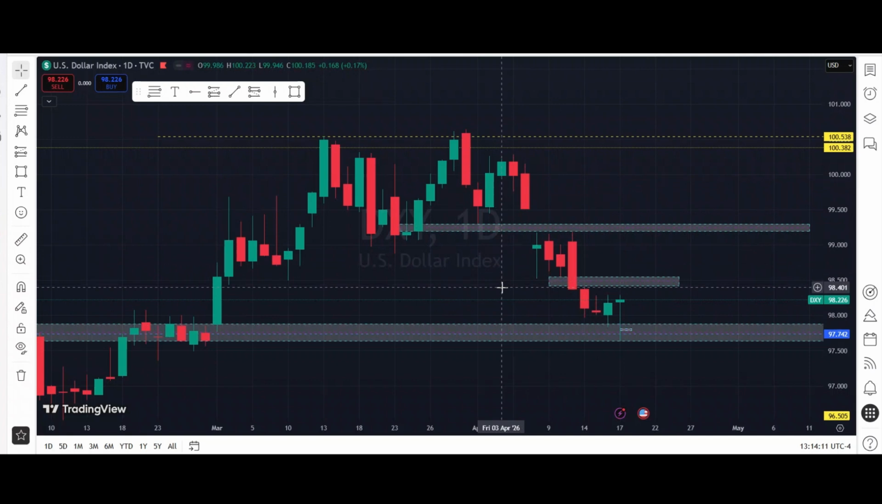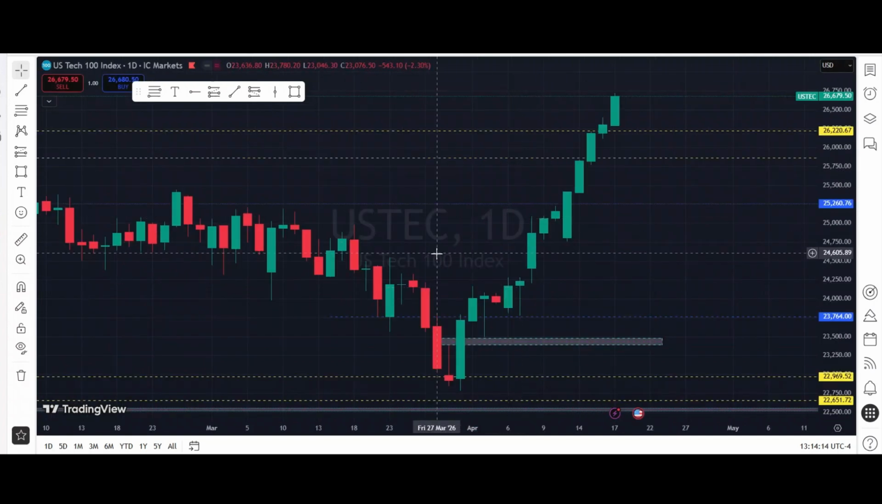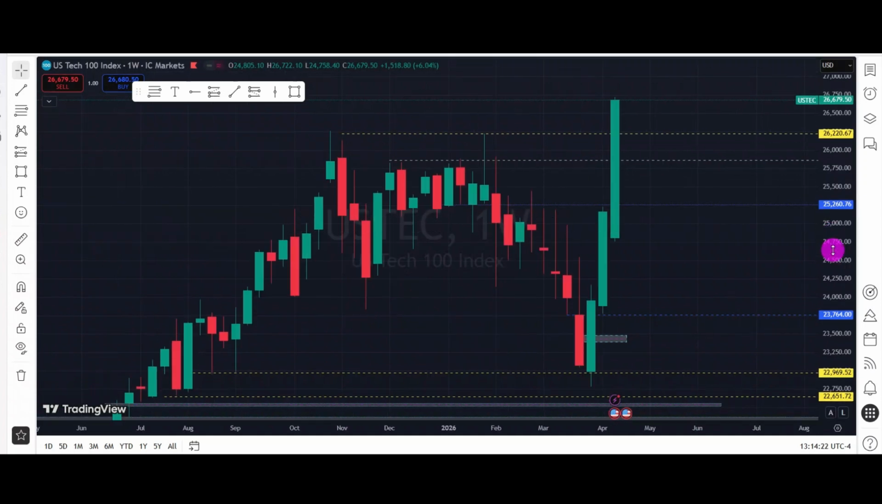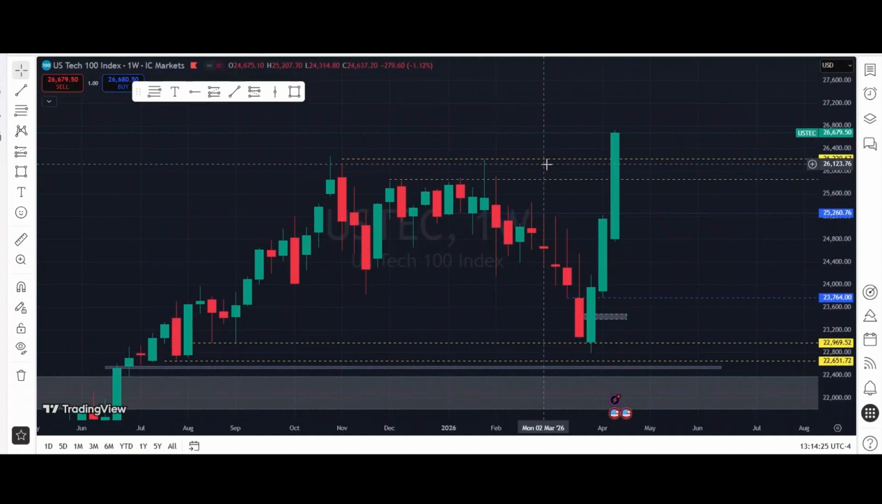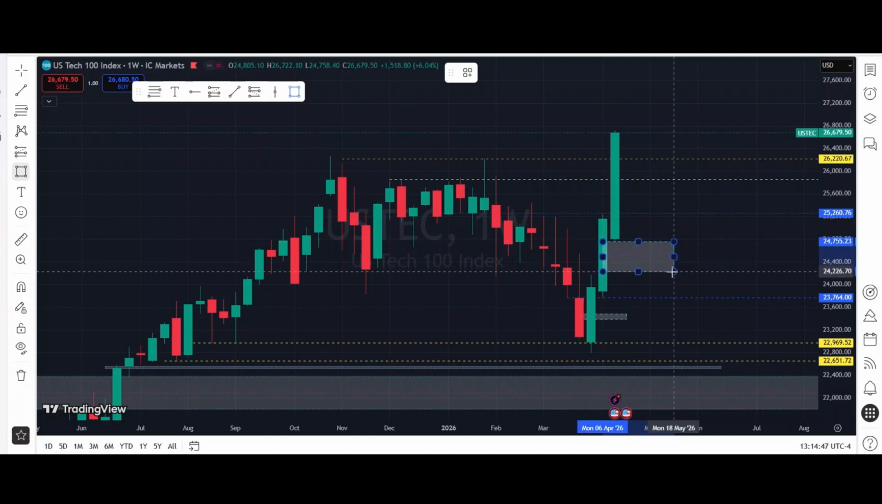So moving back to our USTEC, where we don't have historical data to help or guide us on price, what are we looking at? Our weekly dealing range has been taken out, meaning price has broken out of these all-time highs of the weekly time frame. So what's the expectation on the US tech? We want to see price dropping down to rebalance the inefficiency as we watch to see what levels price might get to on the weekly time frame.